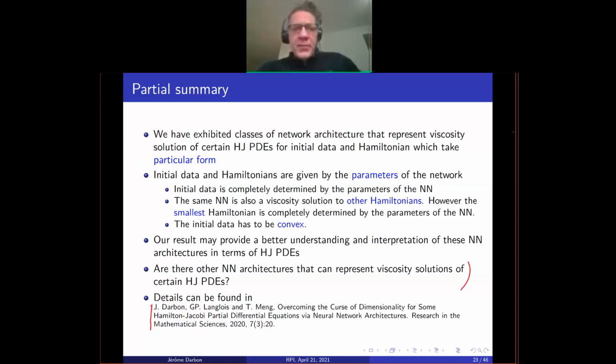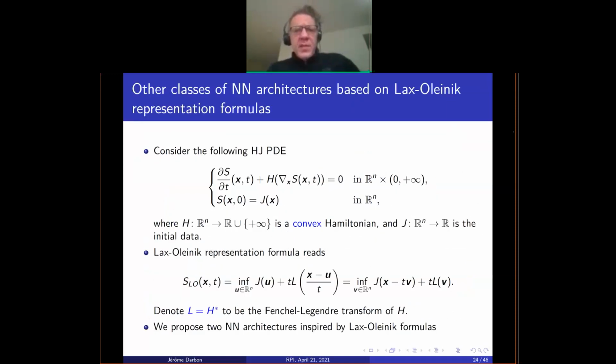And one of the questions that we have here is, can we design other neural network architectures that are able to solve different kinds of Hamilton-Jacobi PDEs? And the answer is yes. We're going to use another representation formula for certain Hamilton-Jacobi PDEs known as the Lax-Oleinik formula, and we're going to get another kind of architecture. So let me present briefly what's going on here.